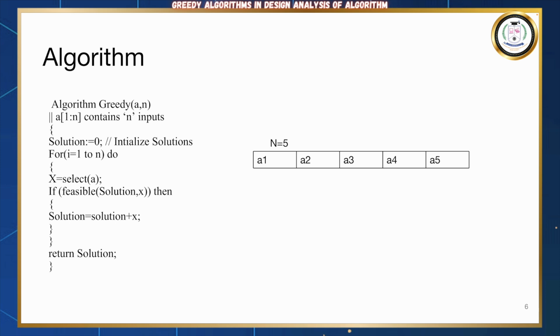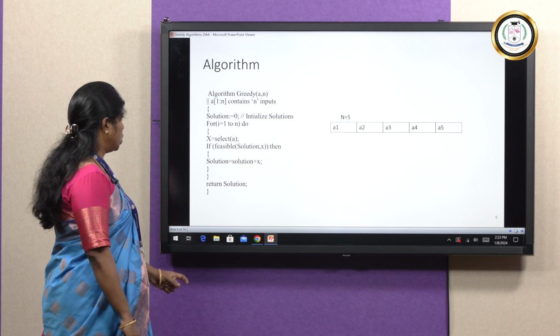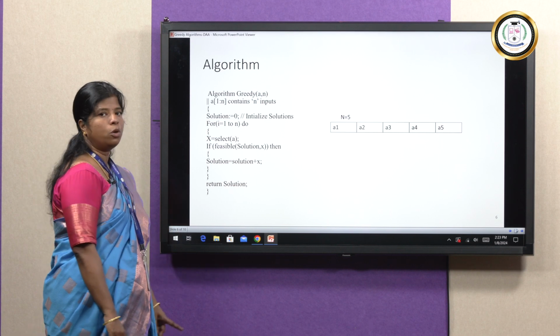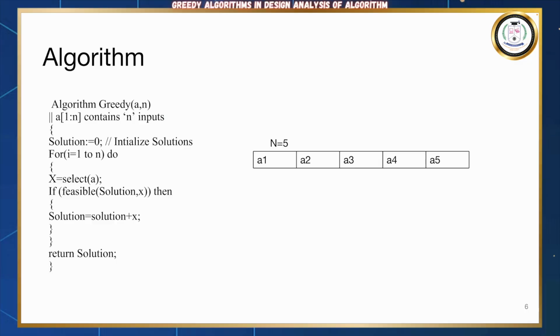Initially, in the array, the solution starts with 0. Now we are starting with input 1. Selecting input 1, removing it from the array, and placing it in the variable x.